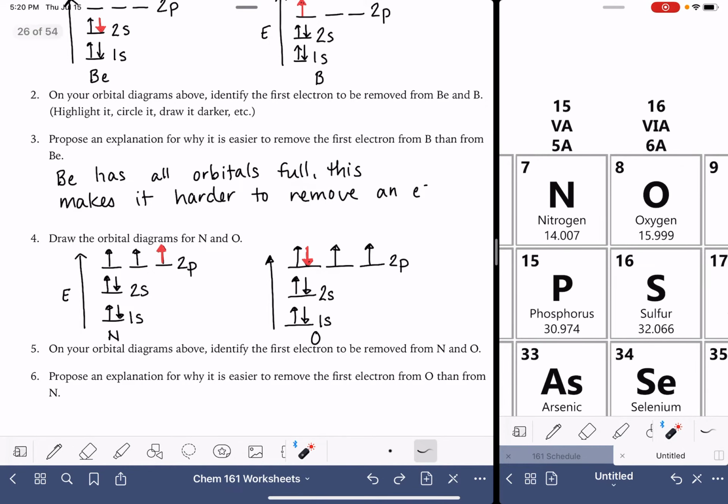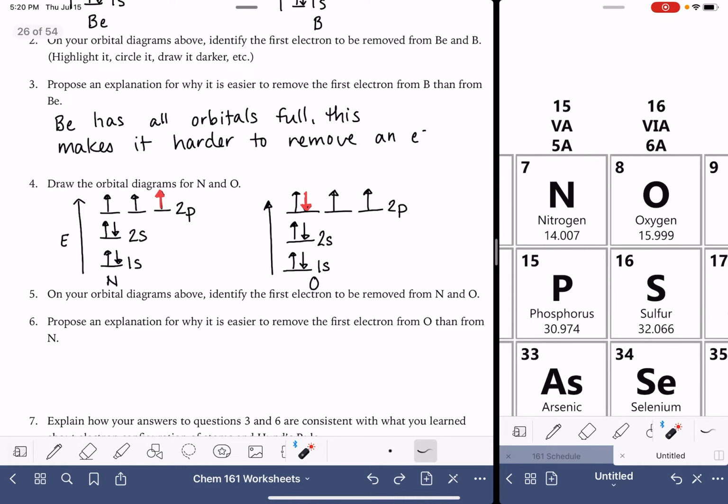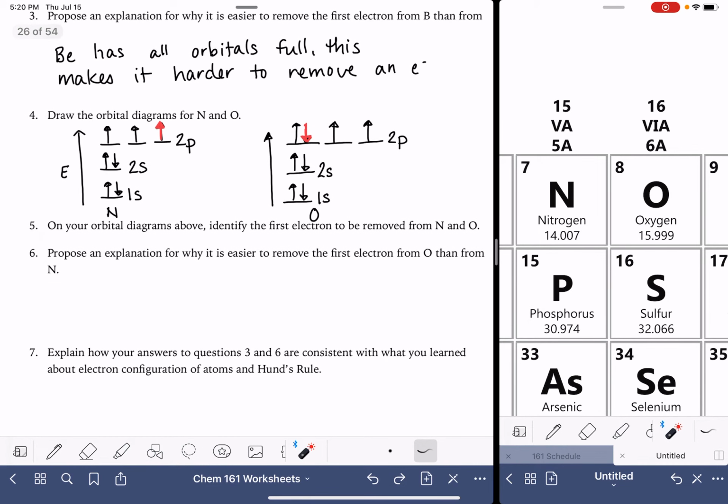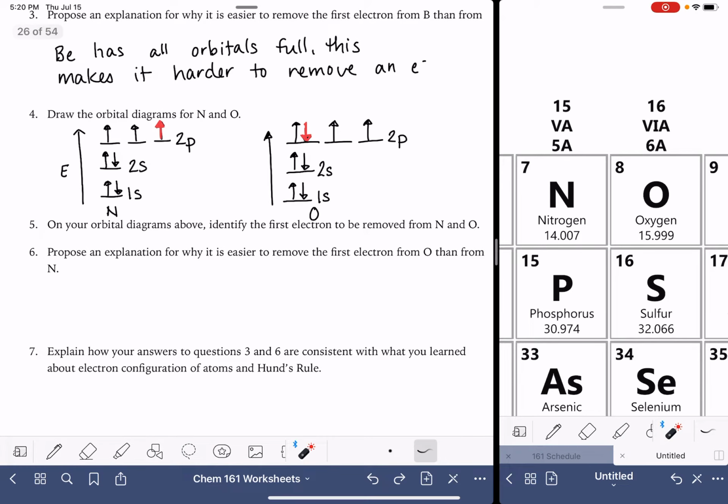So it's a different situation than with beryllium and boron, but it's the same overall concept. When we pull the electron away from the nitrogen atom, we're taking away its symmetry. When we pull the electron away from the oxygen atom, we're giving it symmetry. We're creating some symmetry.